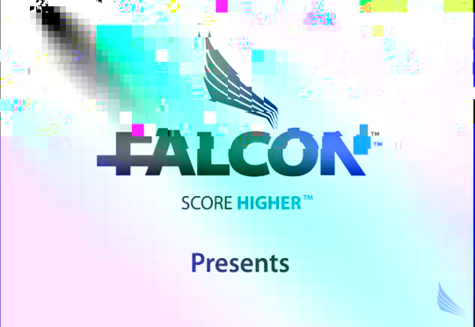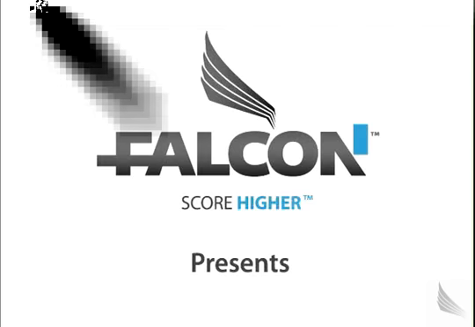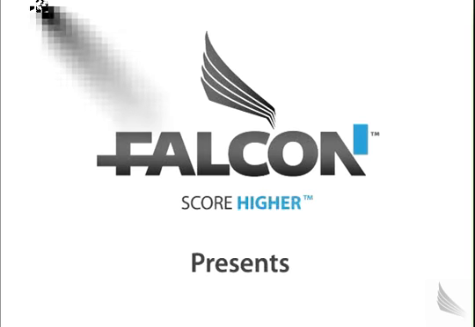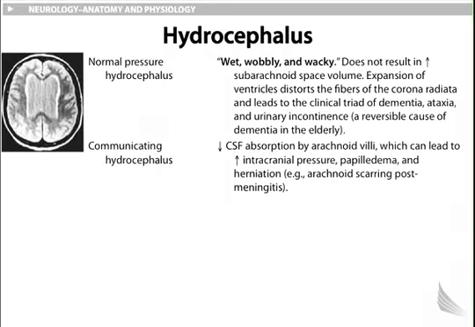Communicating hydrocephalus refers to a state when there is decreased CSF absorption by the arachnoid villi, which can lead to an increase in intracranial pressure, leading to papilledema, and potentially to downward herniation. This is seen after meningitis, which can lead to arachnoid scarring.